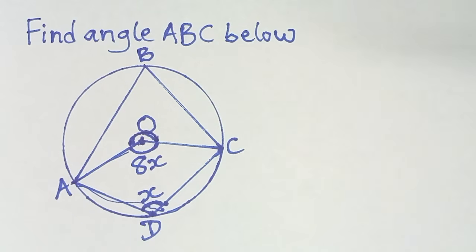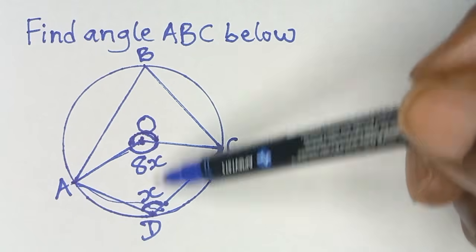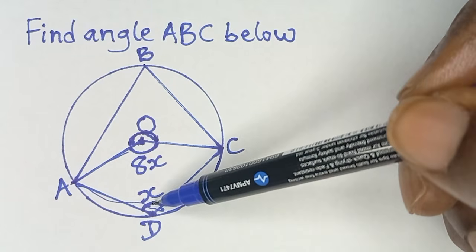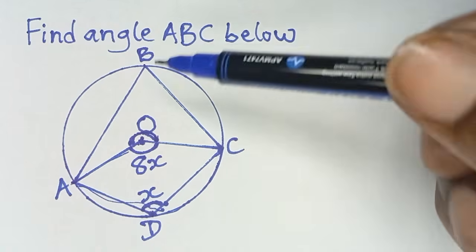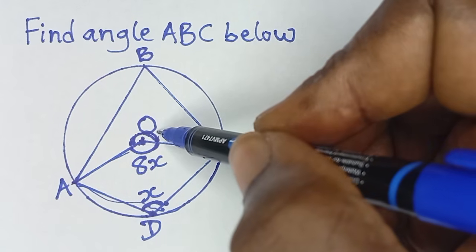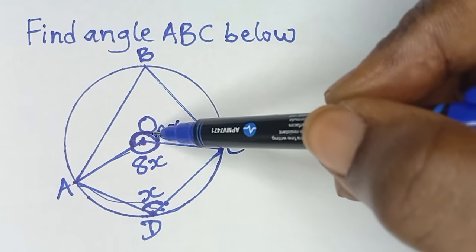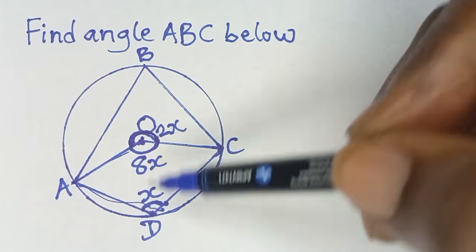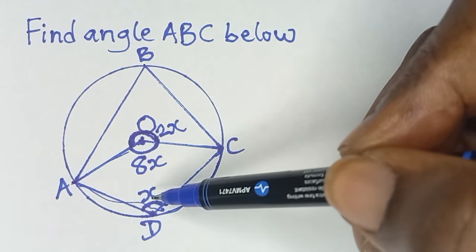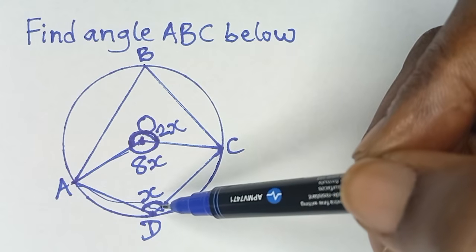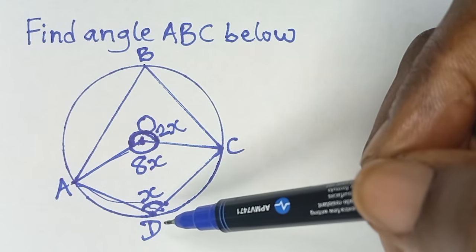So the theorem there says that angle at center is twice that at the circumference. So if this is X, to get this at the center, it has to be twice that of X, so 2X. So this angle here is equal to 2X, twice this X here, because angle at center is twice angle at the circumference. Don't forget that circle theorem.